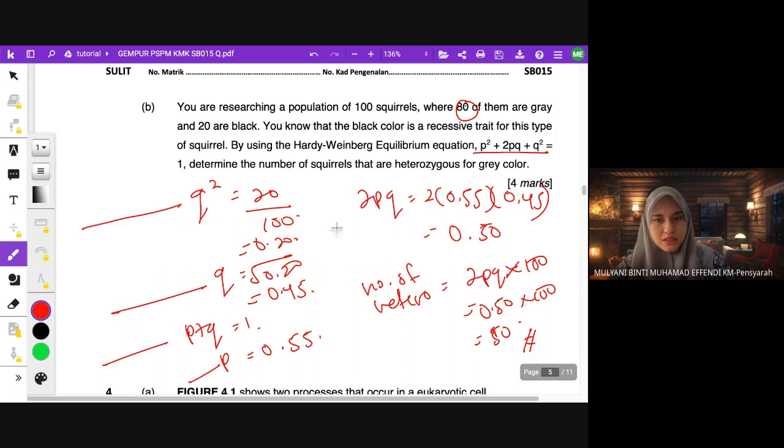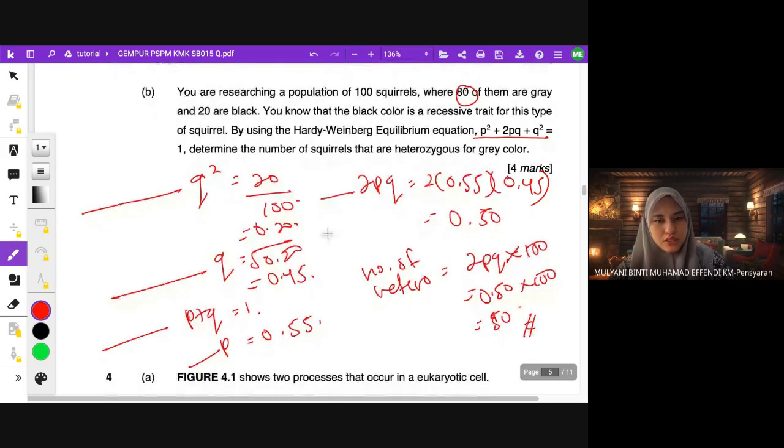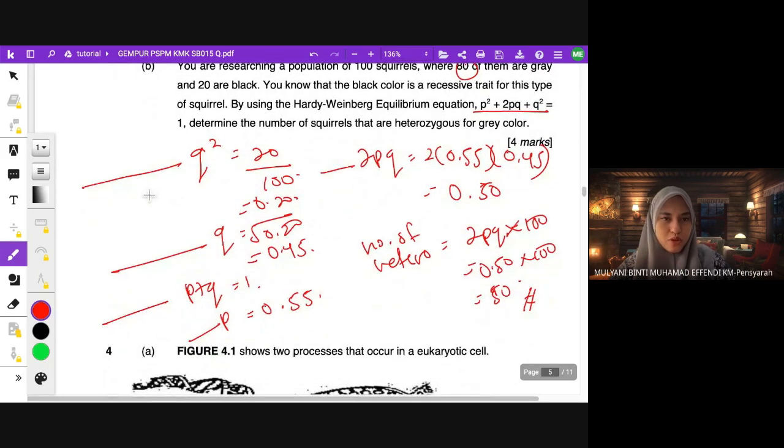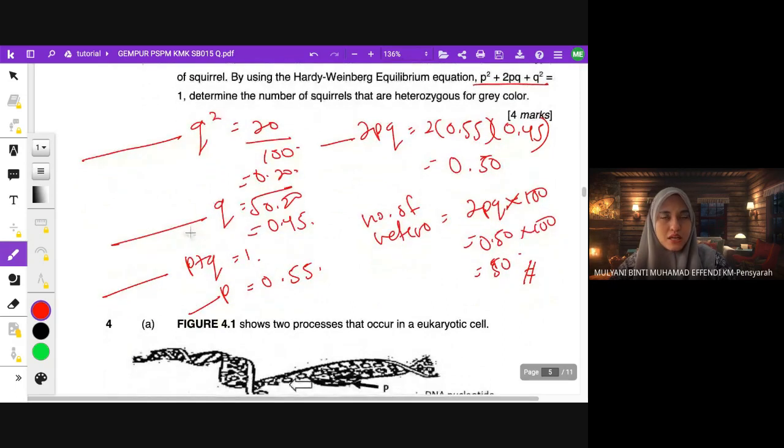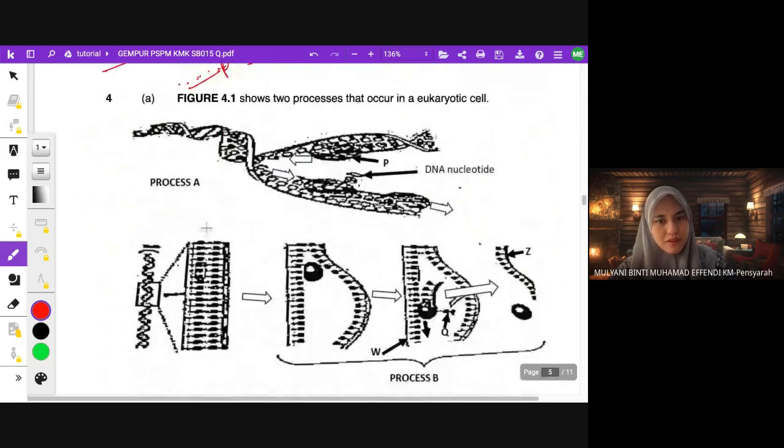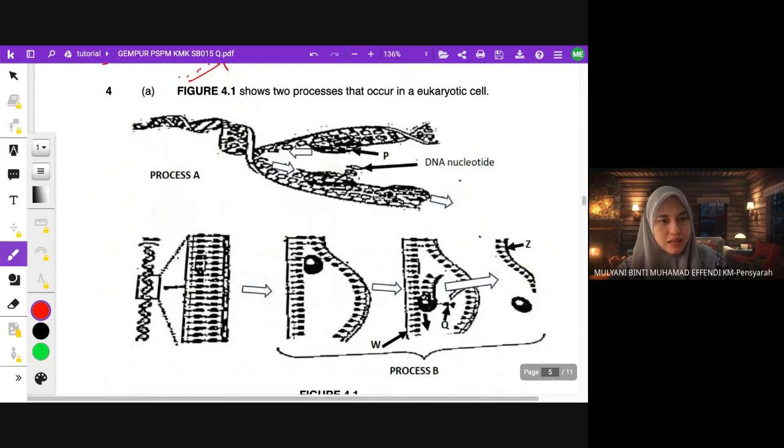Okay, so depan ini melambangkan frequency of the homozygous dominant, frequency of dominant allele. Ini dominant allele. Ini adalah frequency of recessive allele. Yang ini frequency of dominant allele. Yang ini frequency of heterozygous. Okay. So kena ada ayat di belakang itu.